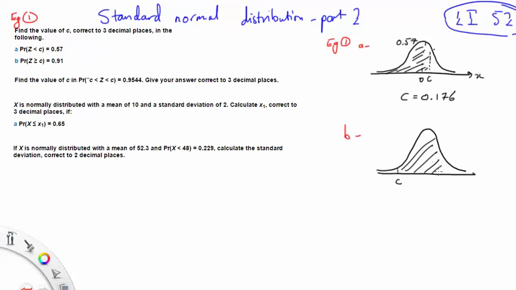And this is the area I want. Now the thing with your CAS is it only tells you the area from negative infinity all the way up to here. So you're going to have to change the problem to find that C value. If that's 0.91, you need to find this green area. So that green area is going to be 0.09, and that's the value you use to find C.